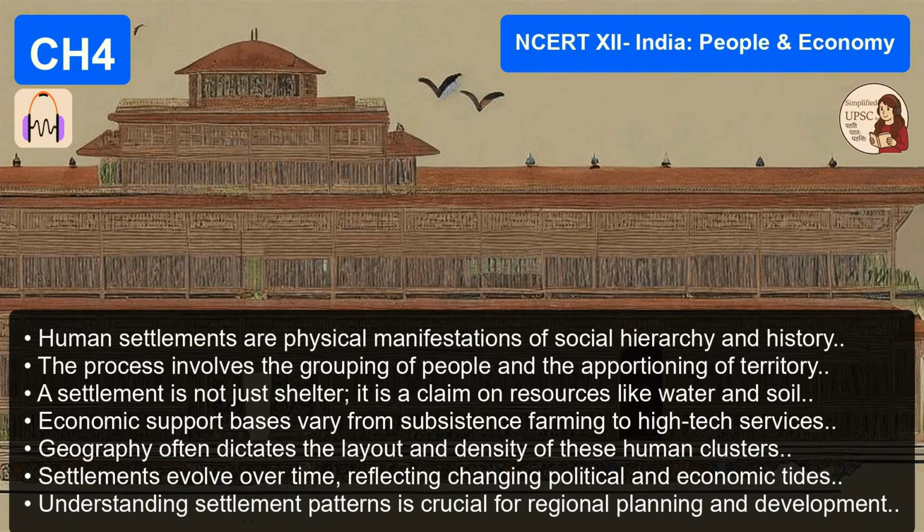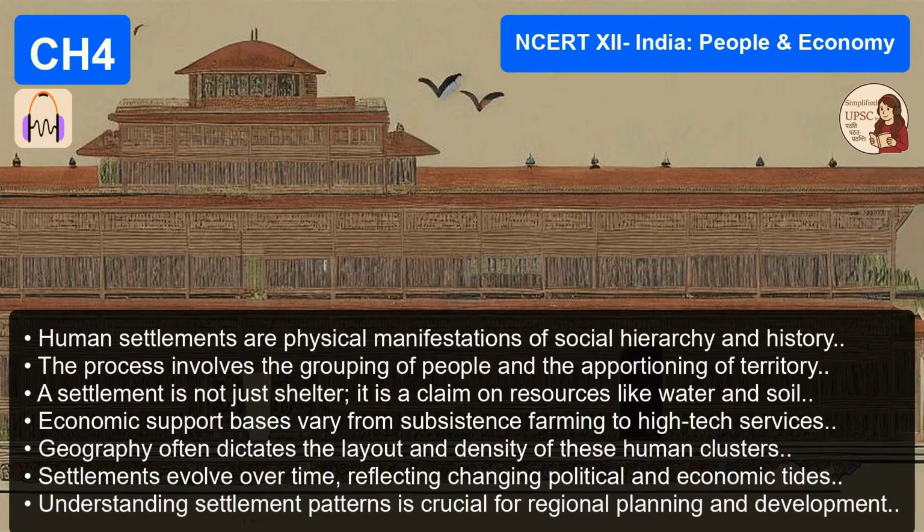Commanding territory. That sounds like a military operation. In a way, it is. I mean, think about it. A settlement isn't just shelter. It's a claim. When a group of humans settles in a valley, they're fundamentally saying, this water, this soil, these trees, these are ours to use now. Right.